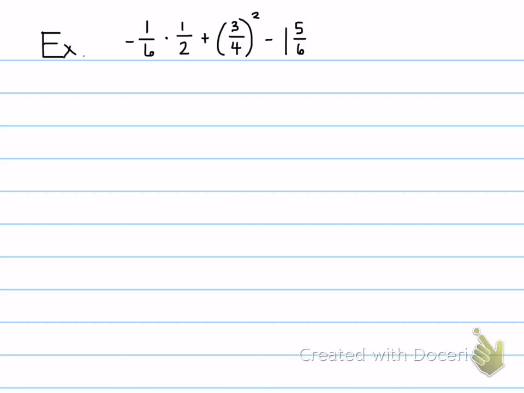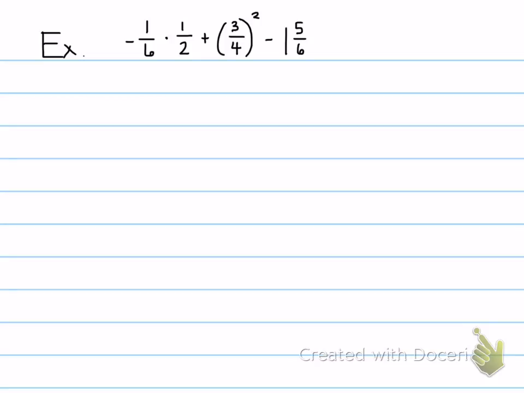Okay, welcome back. So the first thing we look for is grouping symbols. I don't see any grouping symbols in this problem. Now, some people might think those parentheses are grouping symbols, but they're just separating the fraction from the plus. There's nothing inside there that you need to solve. The second thing we look for is exponents, and I do see that I have an exponent right here that I need to solve. So I'm going to start with that.